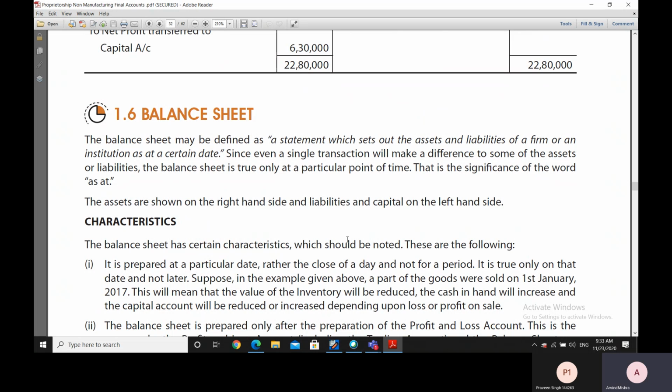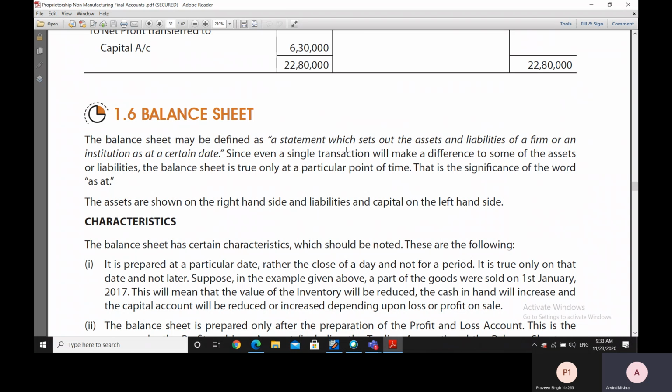So far we have learned how to prepare the profit and loss account and how to prepare the trading account, and in between we have understood which are those entities which are going into the balance sheet also. Now let us understand what a balance sheet is and how it is prepared. A balance sheet can be defined as a statement. We don't say that it is an account.